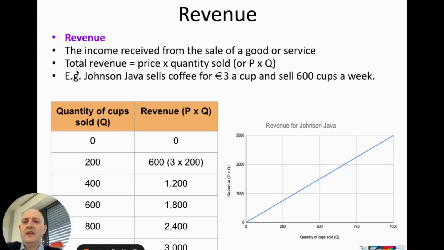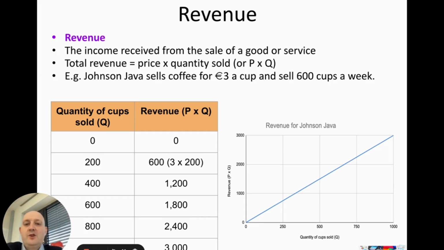We can also calculate that as price times quantity sold. So this is a formula: total revenue equals the price of the product times the number they sold. Mercedes-Benz sells a number of cars at a price, and all we do is multiply the price times the quantity, and that gives us the total revenue. For example, let's talk about a fictional coffee shop called Johnson Java.